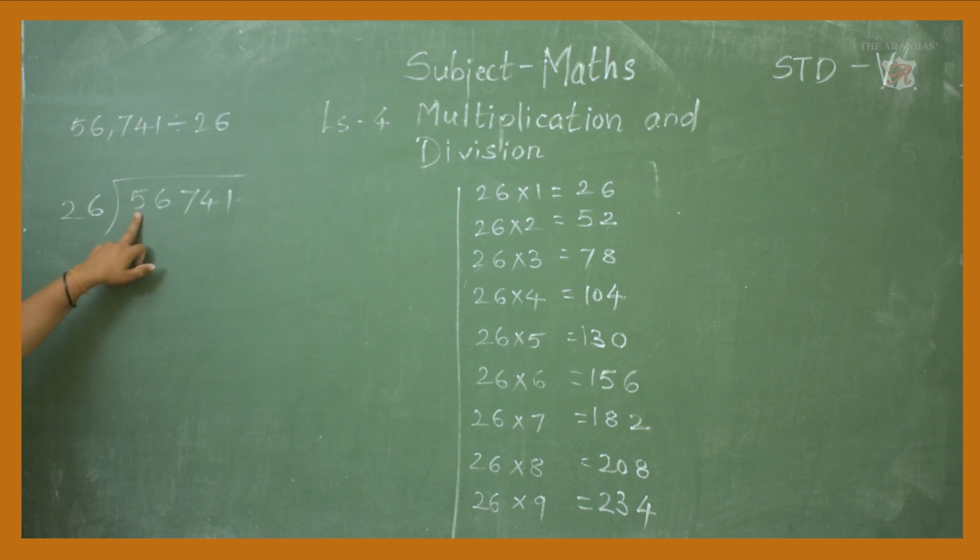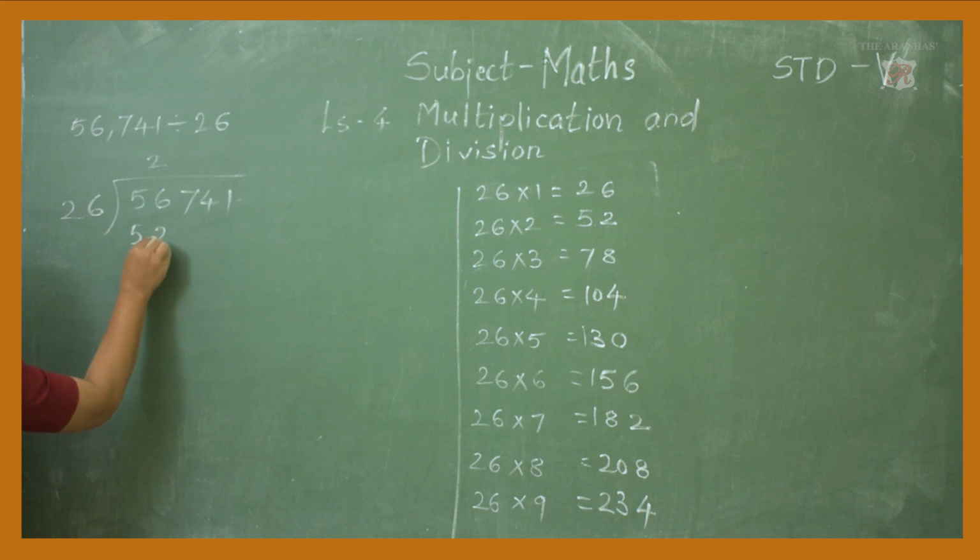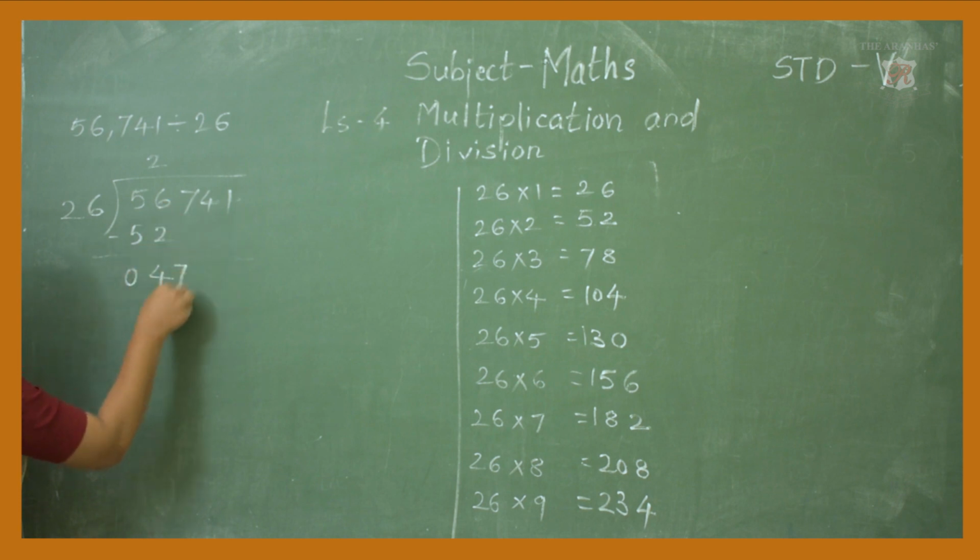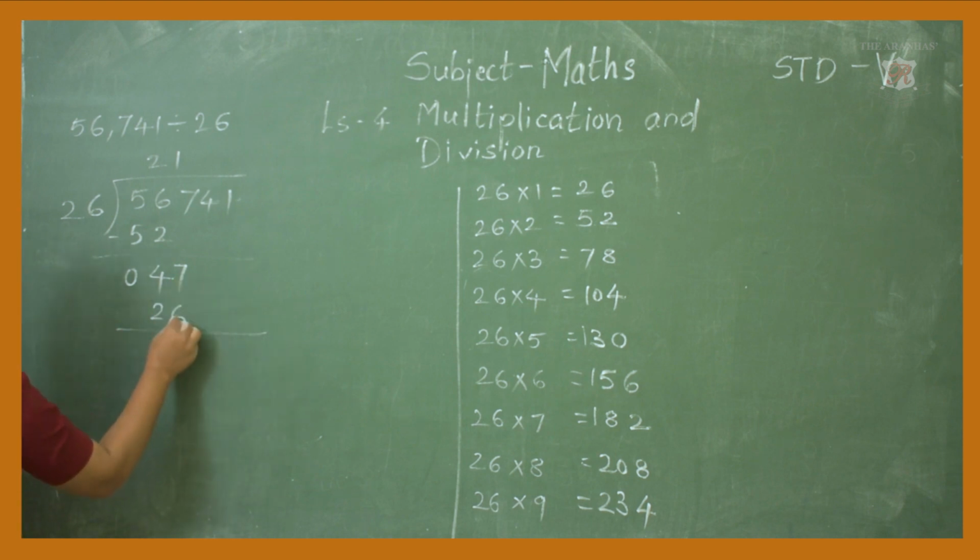So 5 is less than 26, so take the whole number 56. I am not taking 0 here now. I am doing directly 56. Is 56 in the table of 26? No. Then 26 twos are 52. 56 minus 52 is 4. Take 7 down. Then 26 ones are 26. 47 minus 26 is 21.